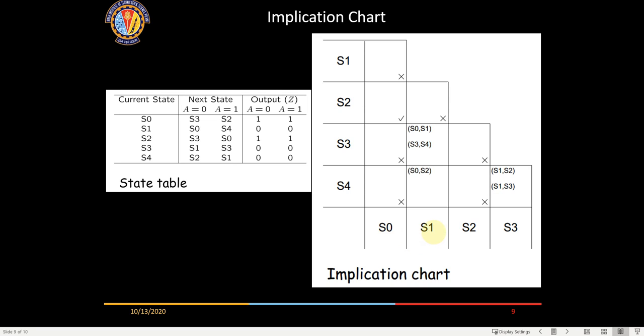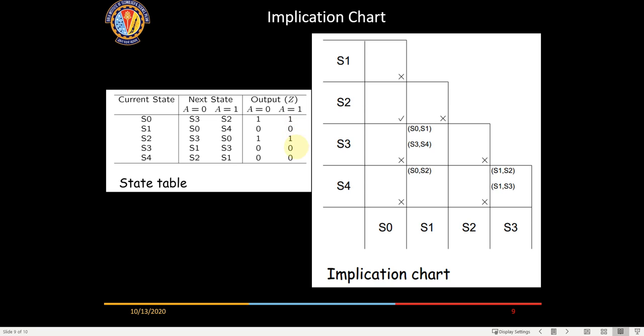Now I am taking the next element, which is S1, and trying to see if I can merge it with S2. If you see, the output is different, so I straight away put a cross here. Now I am going to compare S1 with S3, whether they can be merged. Now the outputs are the same, so there is a possibility.